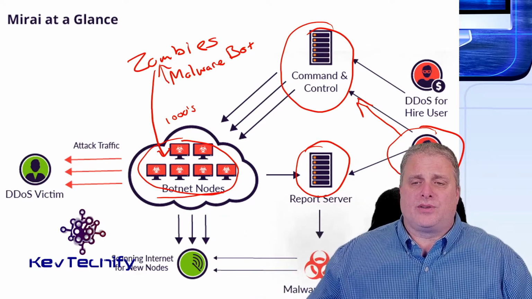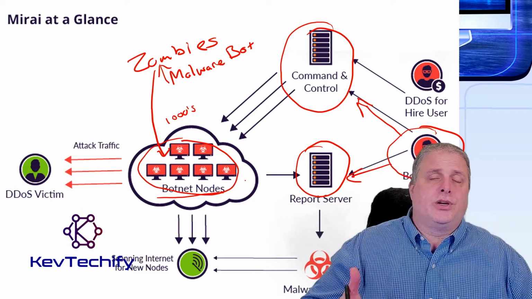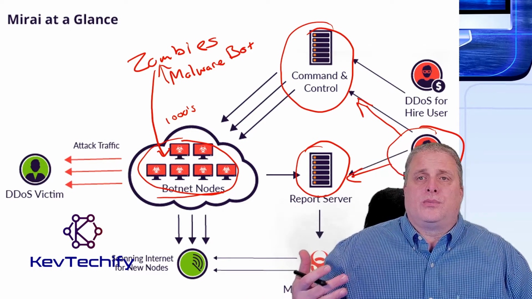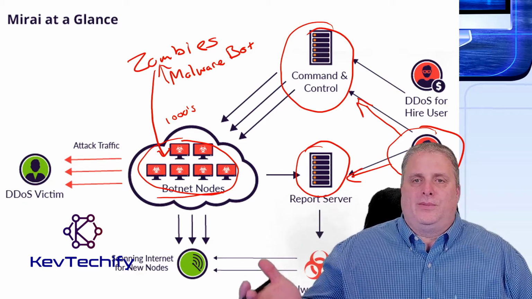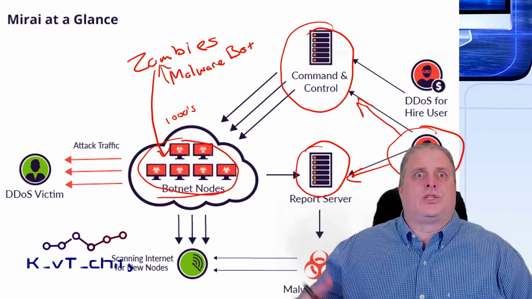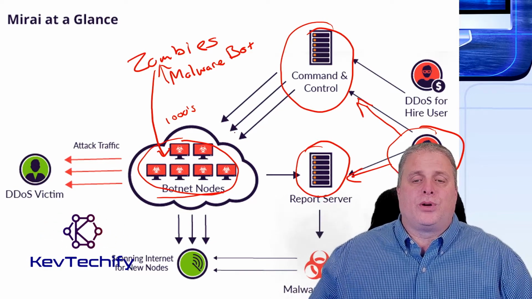Now, this report server, the bot master can look at it and determine, is my system in good condition? Is it not? What can I do to improve it? Did I lose a lot of bots? Did maybe Norton antivirus or your antivirus software come out with something that uninstalled it all of a sudden, my botnet no longer works? That's what the report server does.